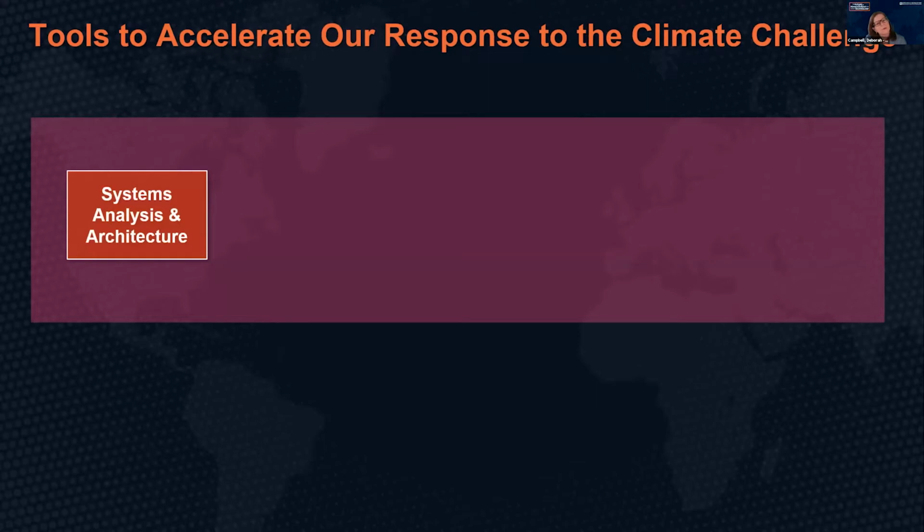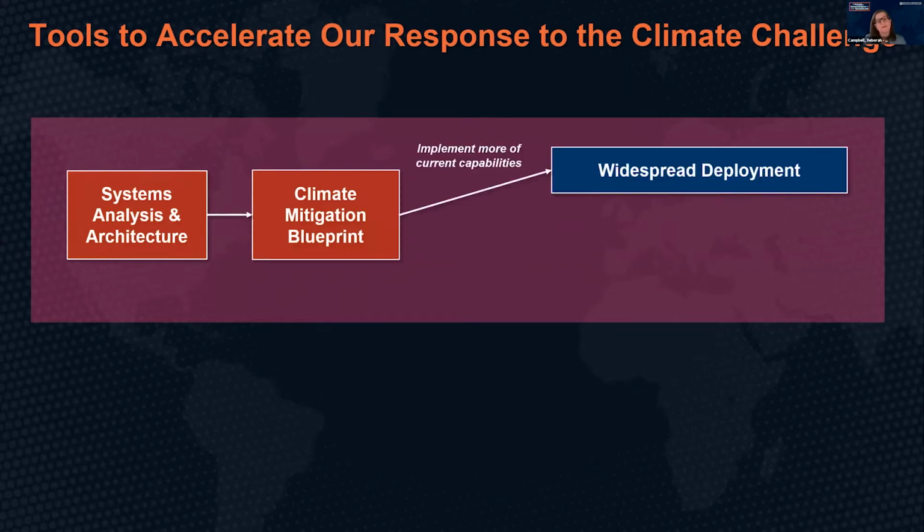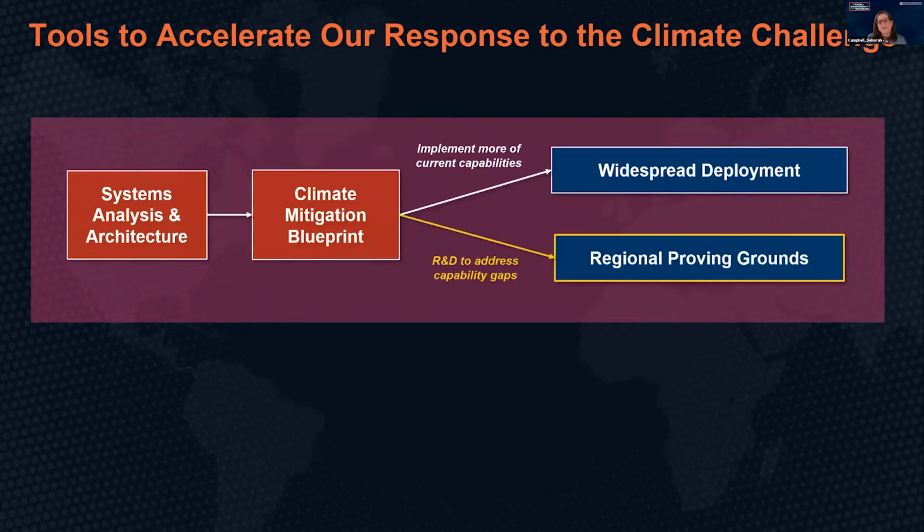We call this approach systems analysis and architecture. This is a really important and well-proven tool for tackling complex challenges, and it can help us address the complex challenges that we face with climate change. Out of this approach can come information on how to address these challenges in the form of a climate mitigation blueprint. This includes what we already know how to do that we need a lot more of, that we can deploy now, and identifies areas where we have gaps and research and development is needed to address those gaps.